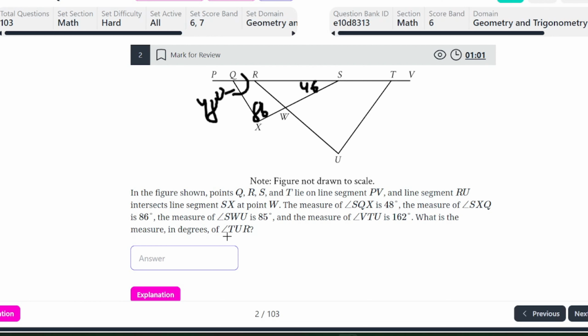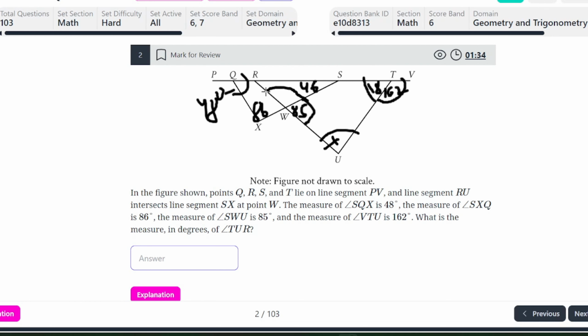Now, the measure of angle SWU is 85, SWU, 85 degrees, okay? And the measure of VTU is going to be 162. So if this is 162, we also know that this is 18, because of the supplementary angle rule, right? And what is the measure in degrees of TUR? So this is essentially our x. And we know that this is 18.